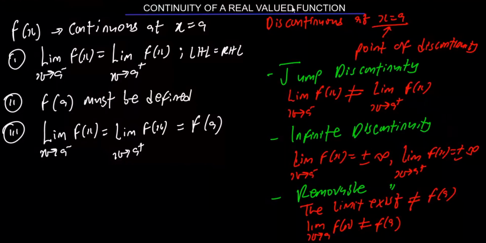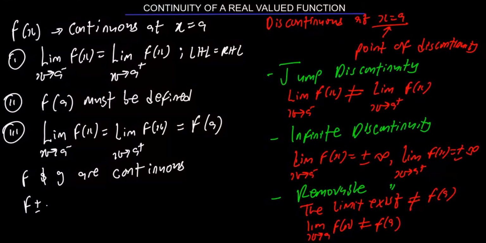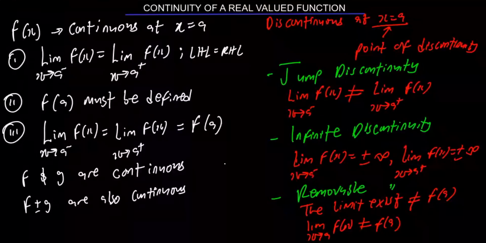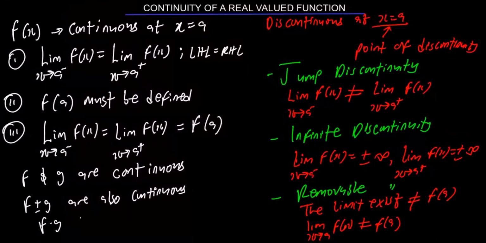Other thing is that, let me say f and g are continuous. The sum or the difference of these two functions is also continuous. If f and g are continuous functions, it means that the addition and subtraction of these two functions will also give you an answer that is continuous. Similarly, the product is also continuous. And also the quotient, if I divide them, is also continuous provided g is not equal to 0. So that is it.